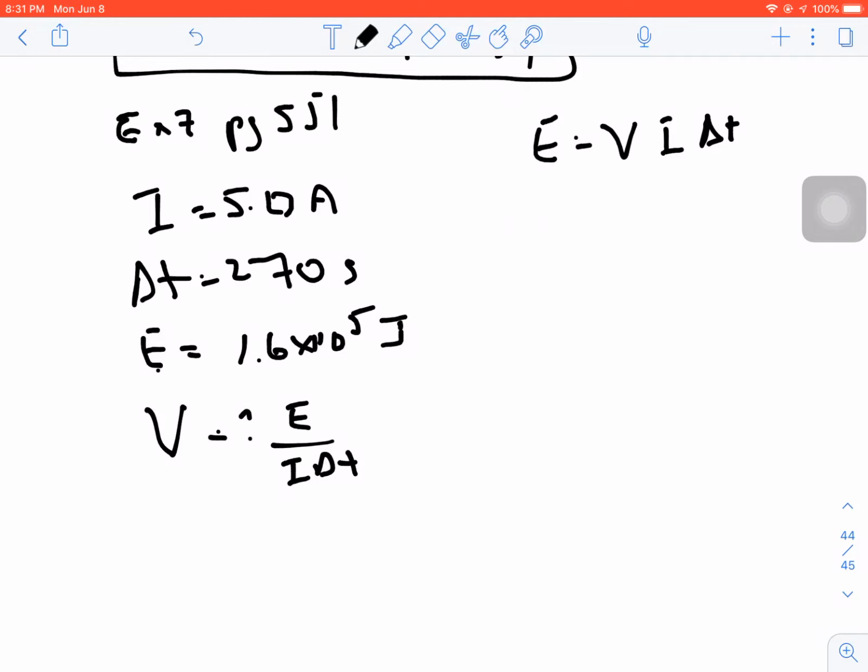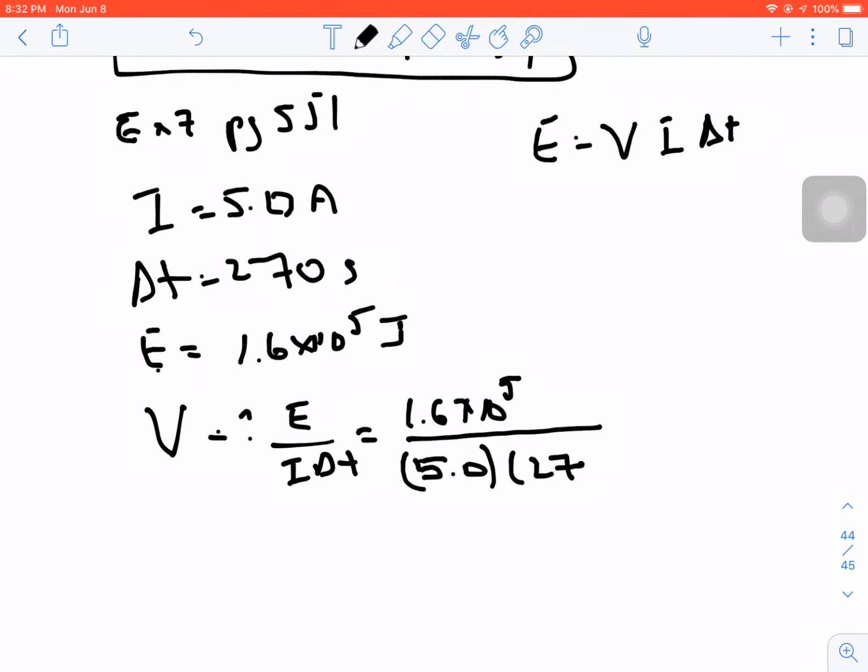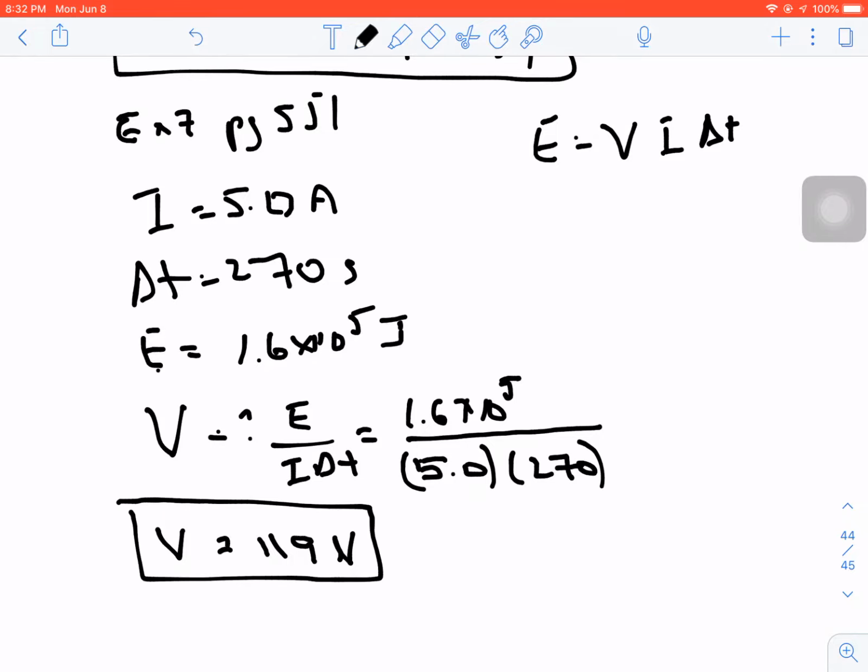Right? So now let's substitute in. Energy is 1.6 times 10 to the power of 5 joules divided by my current, 5 amps, times the time that it took to make the coffee in the coffee maker, which is 270 seconds. I'm getting an answer of 119 volts. All right, so that's using E is equal to VIΔt.